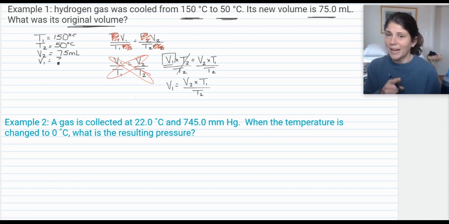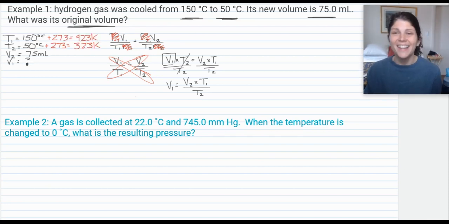But before you get ahead of yourself, look at the units of temperature. They're in Celsius. And whenever we do any of these problems, any of our relationships have to deal with the temperature in Kelvin. Do you remember how to get the temperature in Kelvin? You add 273 to it. So I'm actually going to go back and do that right now. And moving forward, if I have a temperature that's not in Kelvin, I'm just going to add 273 to it.